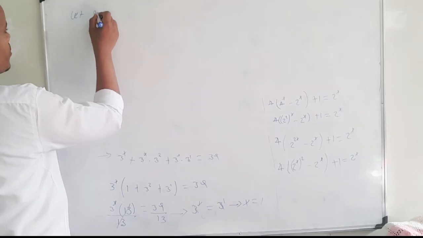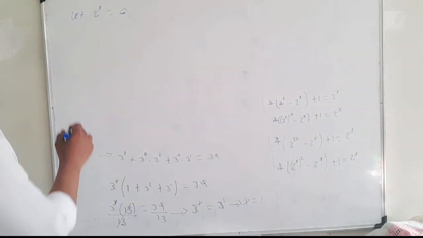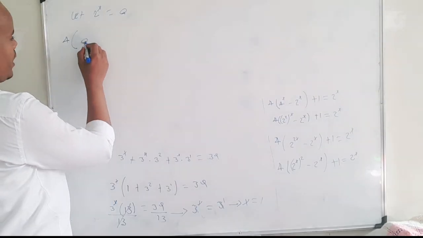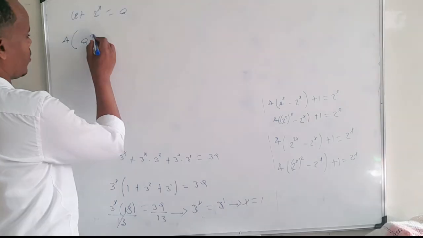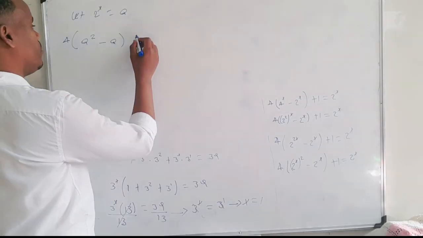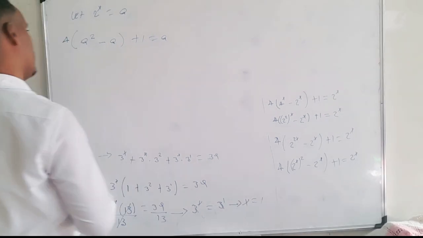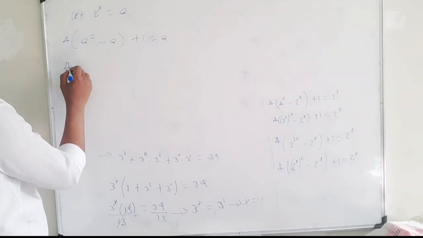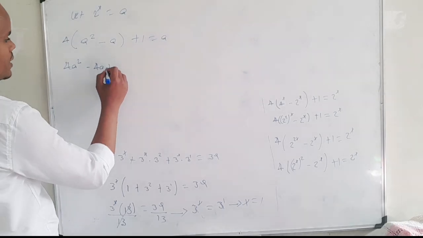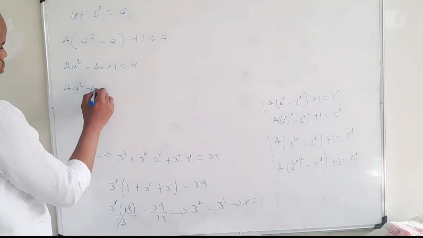Let 2 to the power of x be equal to a. Then 4 times a to the power of 2, minus 2 to the power of x plus 1, that is a plus 1, is equal to 2 to the power of x, that is a. So 4a to the power of 2 minus 4a plus 1 is equal to a, that is 4a squared minus 4 times a.